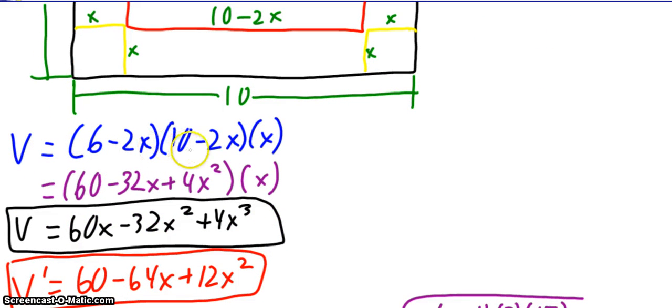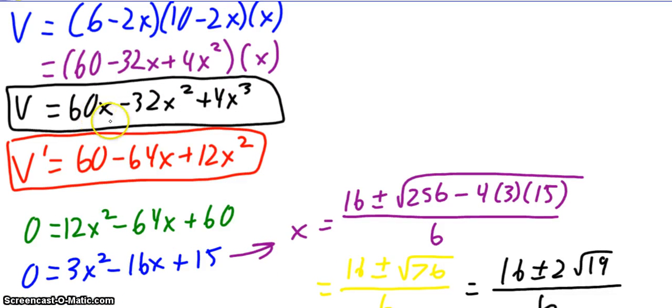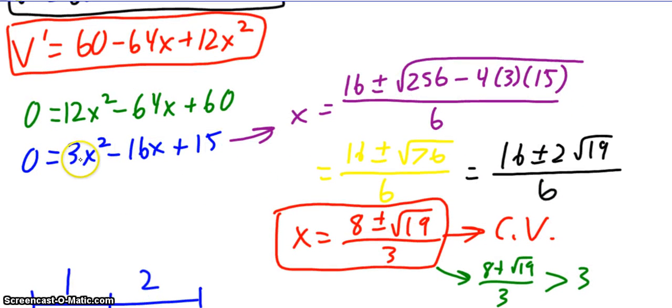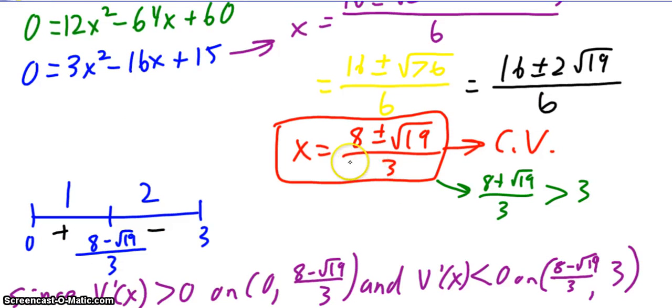Volume is 6 minus 2x times 10 minus 2x times x. Multiply this out, and we end up with volume is 60x minus 32x squared plus 4x cubed. Take the derivative, and we get 60 minus 64x plus 12x squared. Set the derivative equal to 0 to find my critical values. And we end up with this nice quadratic of 3x squared minus 16x plus 15, which does not factor. So I used the quadratic formula. You could complete the square if you want. And I got critical values of x equals 8 plus or minus root 19 over 3.